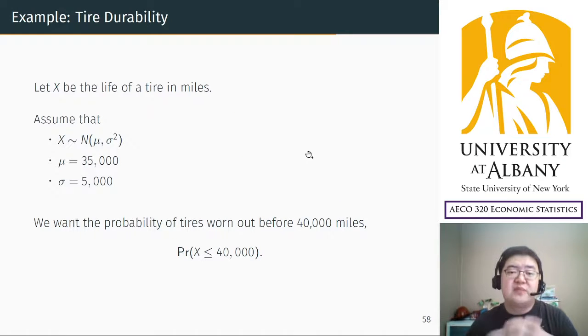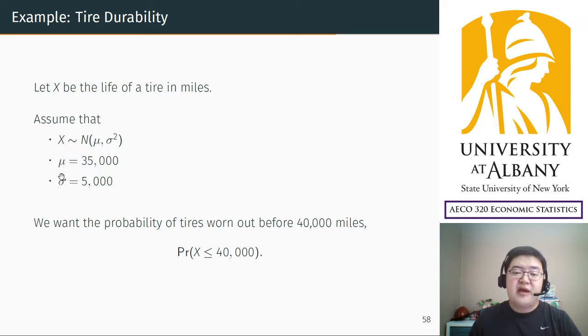An example. Let's think about a new example. Here we consider tires. Suppose that a random variable x is the life of a tire in miles. When you choose a random tire and you measure how many miles it can drive before it wears out, I'm going to assume that the random variable x follows a normal distribution with the mean equal to 35,000 miles and standard deviation equal to 5,000 miles.